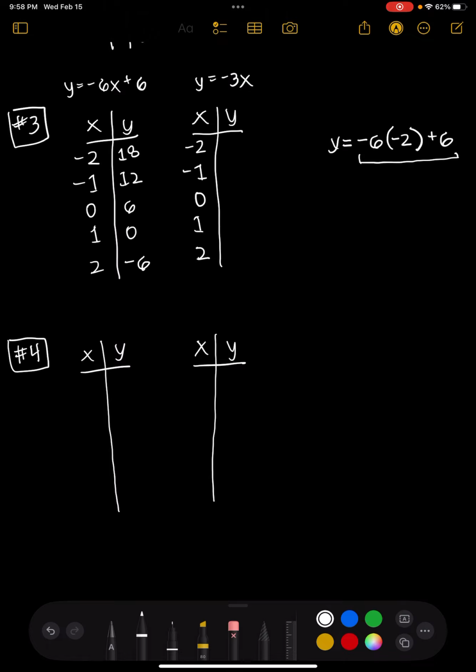Then we're going to do it for the second equation, which is just -3x, which means we're just multiplying everything by -3. So I'd get 6, 3, 0, -3, and -6. Now let's look and see if we have a match, and we do, and it's at the very bottom right here. So my solution to this equation would be x is equal to 2 and y is equal to -6.